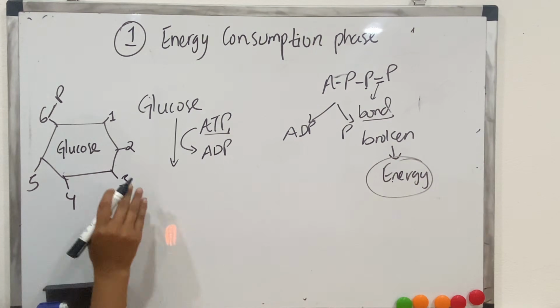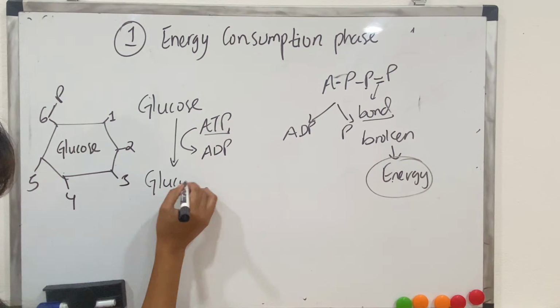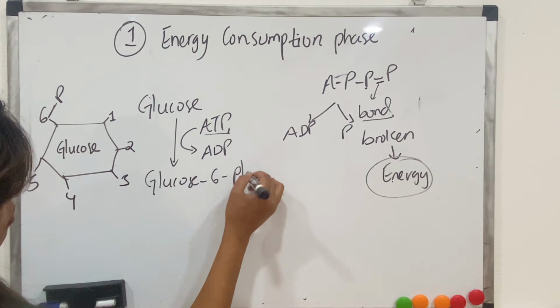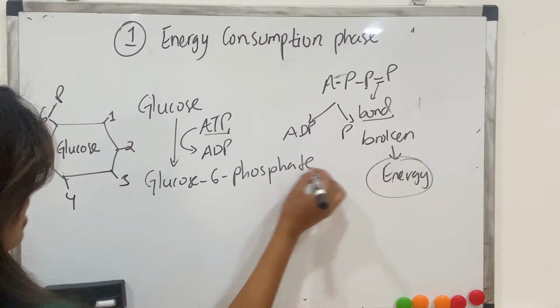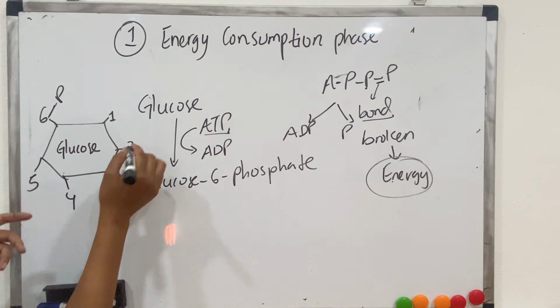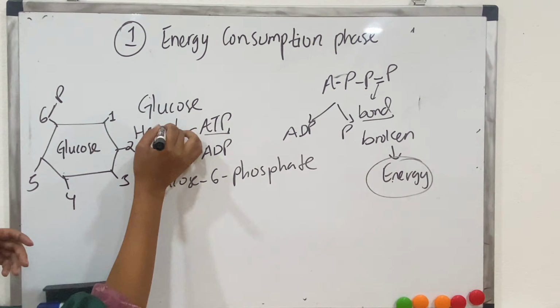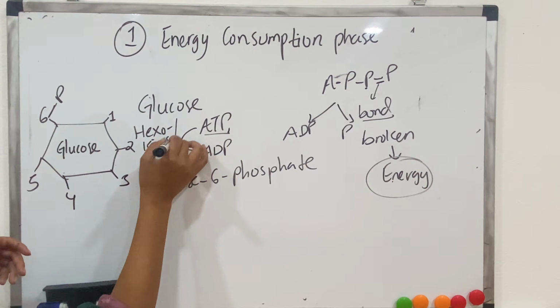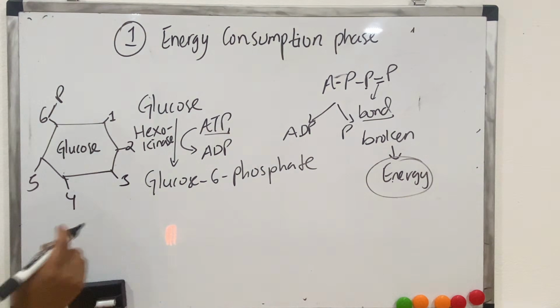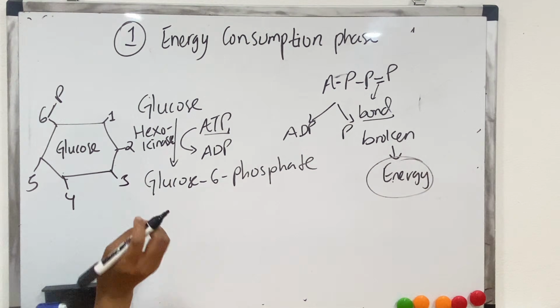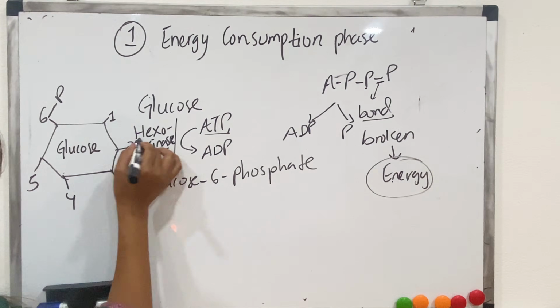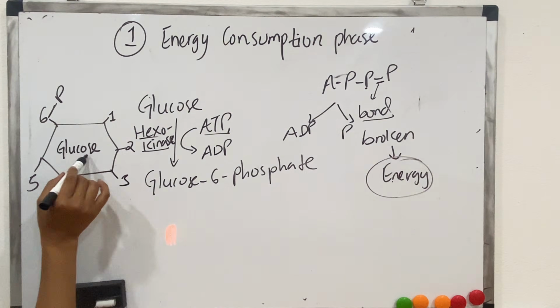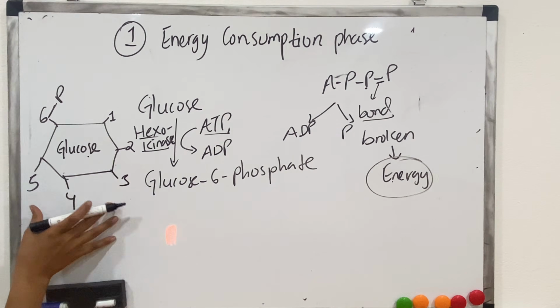So now it's no more glucose, it is glucose 6-phosphate. So there is a transformation of glucose into glucose 6-phosphate. And how did it get transformed? By phosphorylation. And the enzyme that catalyzes this reaction is hexokinase. Now, how do I remember the name of the enzyme hexokinase? I'll share a very simple technique here.